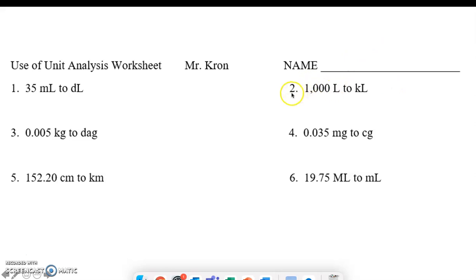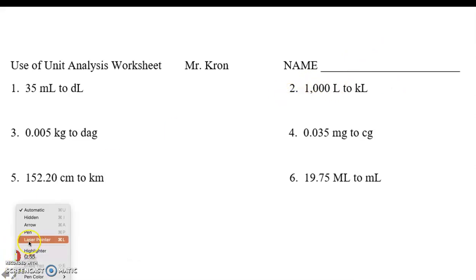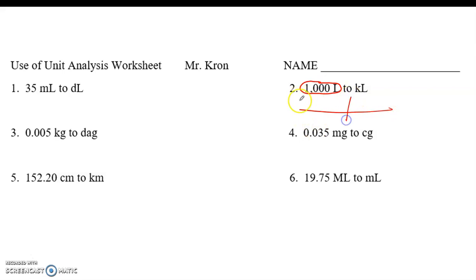So I'm going to start number 2. So if you want to try that one now is the time to do that. And hopefully you pause and you're done and you're back. So to start this one, I always take the number that's given and I start the ladder with that number and unit. So 1,000 liters. Because this is a base unit, I can go from the base to kilo. So it is a one-step problem.